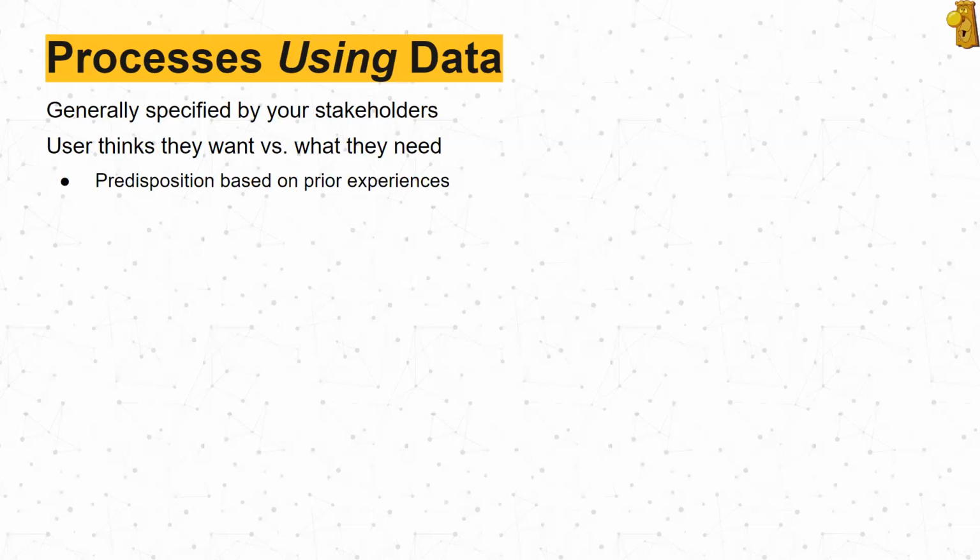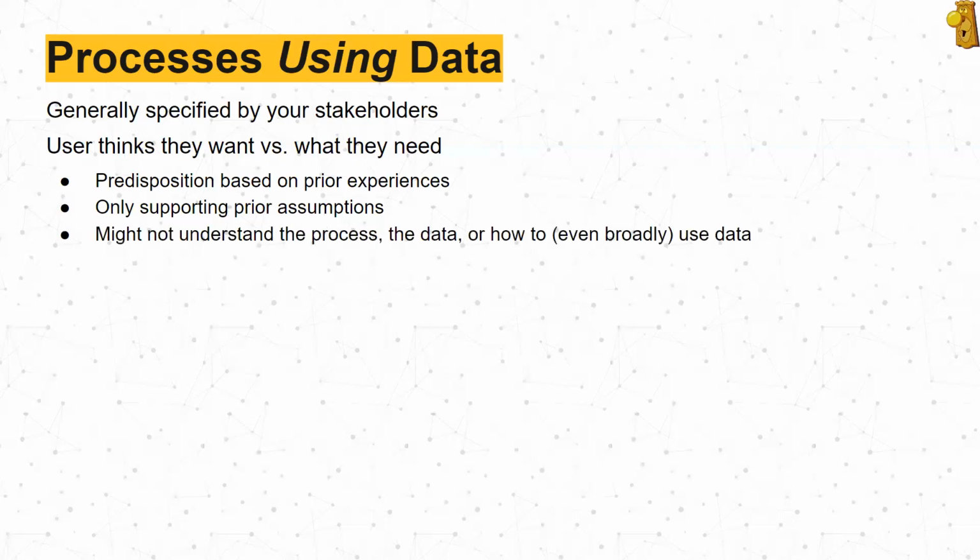So they might have a predisposition based on prior experiences, right? This is how I'm used to doing it. This is what I think I need based on my interpretation of the environment and my stakeholders and all that stuff. They might only be looking for data to support their prior assumptions, in which case you might just tell them to hit the road. They might understand the process, the data, or how to use the data, right? All that stuff we talked about, the upstream information. Sometimes they might understand what the limits are, what they need to potentially address along the way. That's up to you to help connect those dots, right?